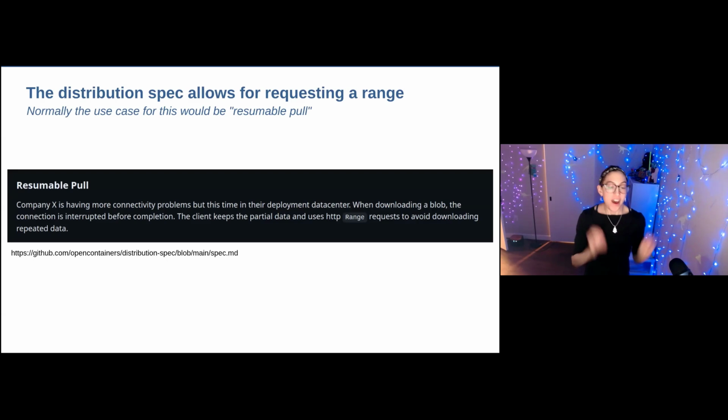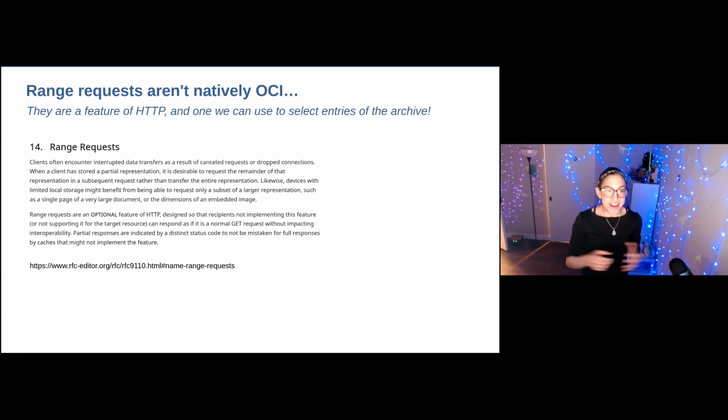So if you've ever looked at the OCI distribution spec, one really cool thing is that it allows you to request a range of content. Now, the use case for this is usually resumable pull. So like you're pulling, oh no, the internet cut and there's no other way. Actually, you can use the range and you can come back and you can resume. Now, this isn't actually a distribution spec OCI thing. This is an HTTP thing, the idea of a range request. And that's why it's so cool. You can find it in this HTTP RFC.